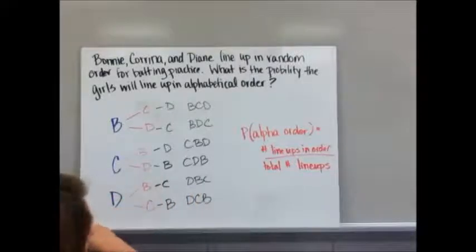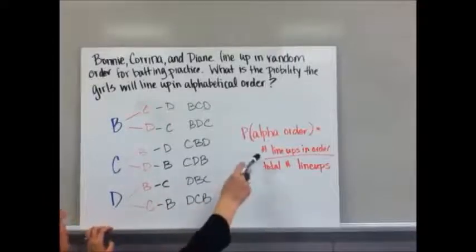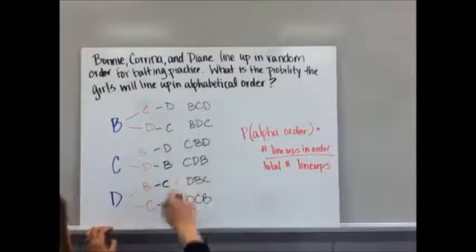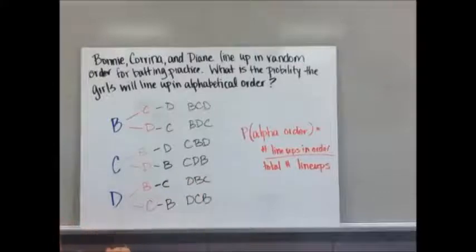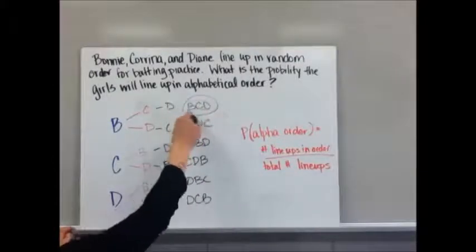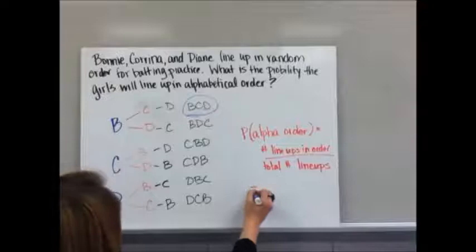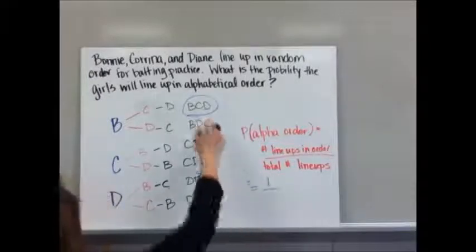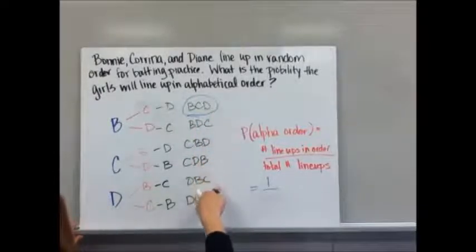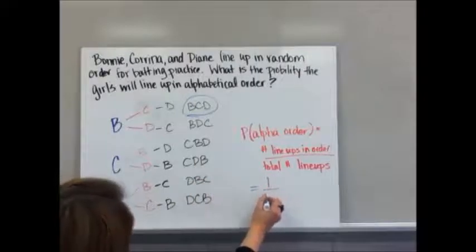So what we're wanting to know is the probability that these girls are in alphabetical order. So I need to look, what are the number of lineups in order? And the only one that is in alphabetical order is this very first one. So there is one lineup that fits that criteria, and there are 1, 2, 3, 4, 5, 6 possible lineups.